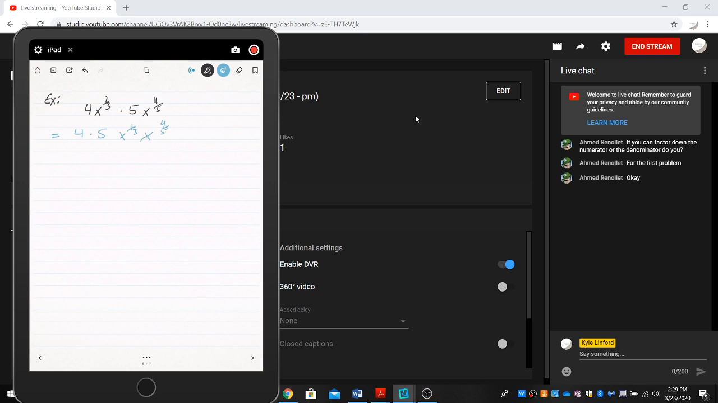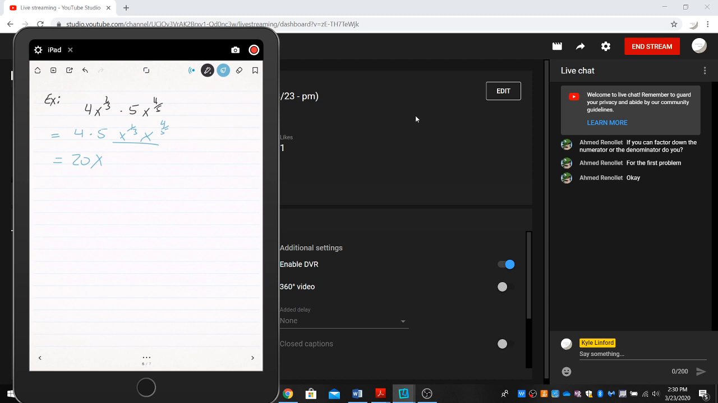So this is just reordering the multiplication. 4 times 5 is 20. And then x to the 1/3 times x to the 4/5. Here we have like bases, they're both x's, but we need to add the exponents together. So that was the rule of multiplication of like bases, add the exponents together. You could do some side work and figure out what 1/3 plus 4/5 is, make a common denominator. I'm just going to cheat and put it into my calculator.